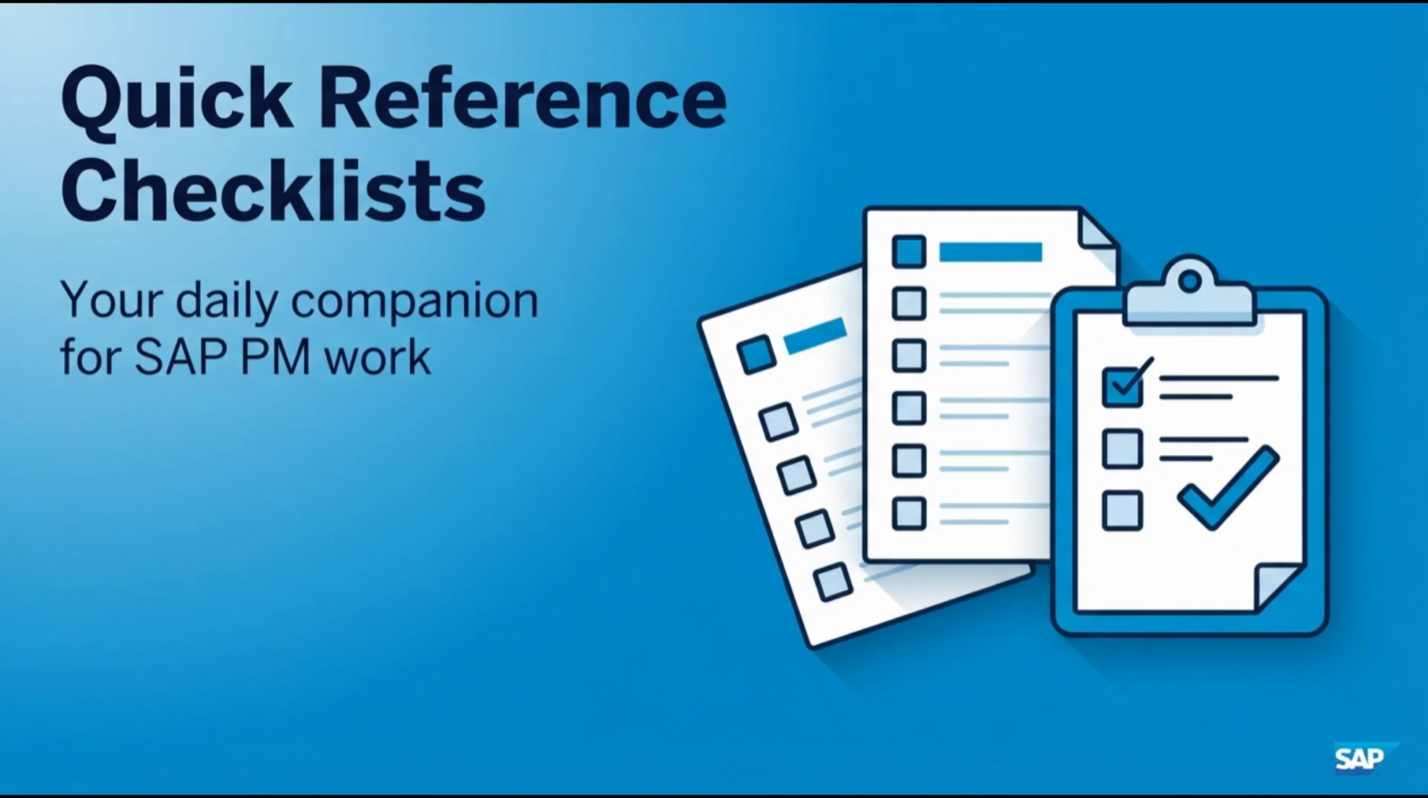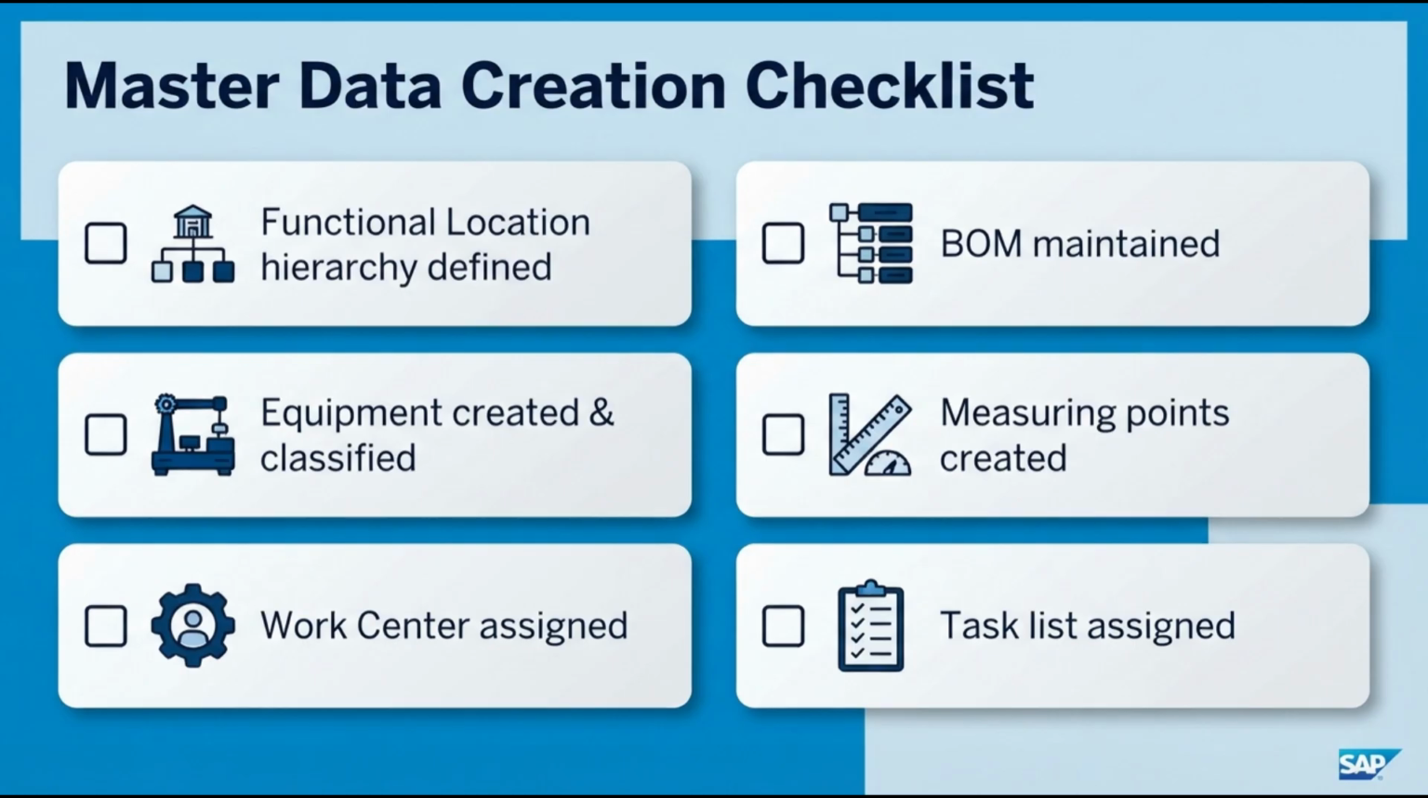Quick reference checklists are practical tools that help you work faster and with fewer mistakes. Instead of relying only on memory, you can use short checklists for common activities such as master data creation, breakdown processing, or preventive maintenance setup. These checklists are especially useful when you are new to the system or when you want to maintain consistency in a team. In this section, we will look at several ready-to-use checklists that you can adapt for your own work or project needs. A good master data checklist helps ensure completeness and quality.